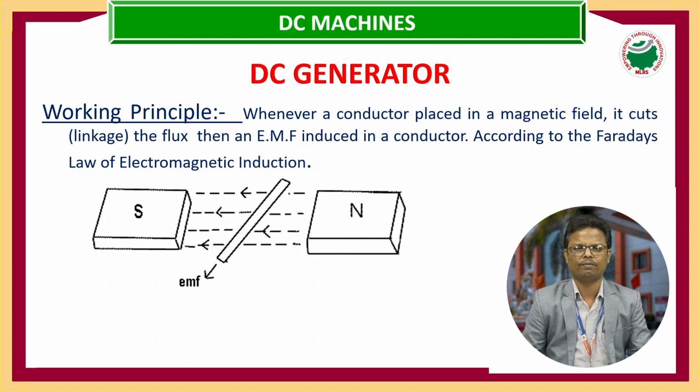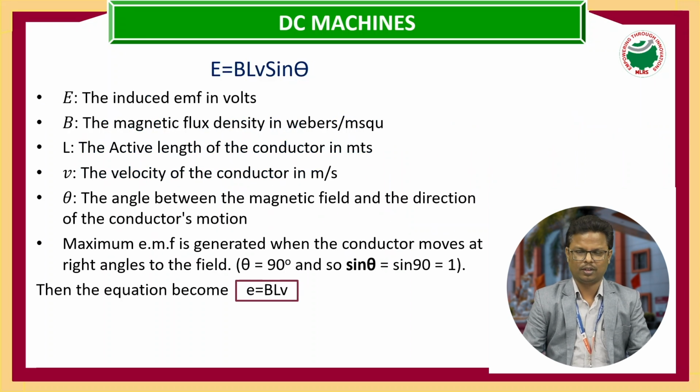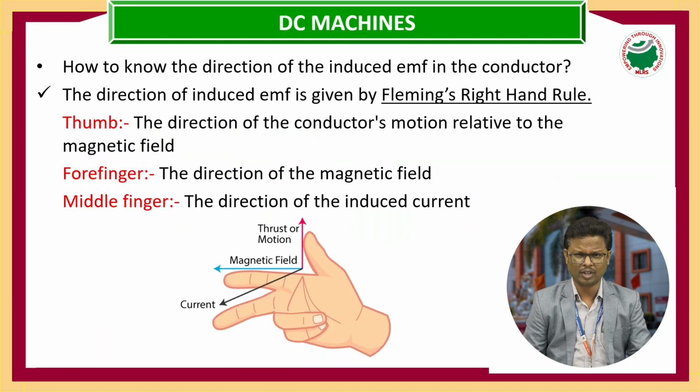By using Fleming's right hand rule, we can know the direction of the EMF in the conductor. Stretch the three fingers mutually perpendicular to each other. Here the thumb indicates the motion of the conductor, the forefinger indicates the flux direction, and the middle finger indicates the direction of the EMF.